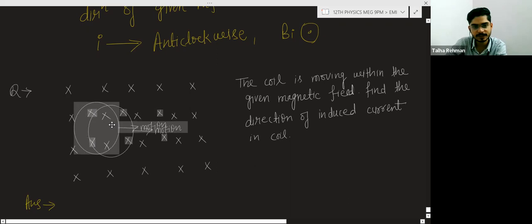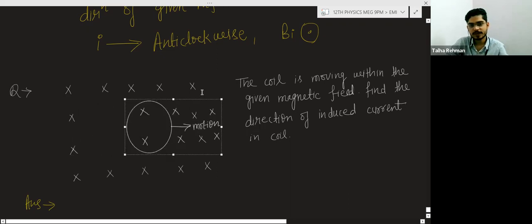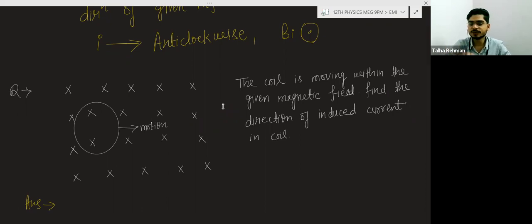Initially this coil is here. Here the magnetic field is some given magnetic field, and suppose the coil is here now. Here also the magnetic field will remain the same. So the magnetic field linked with the coil is not changing. That is why the magnetic flux linked with the coil will not change, there will be no induced EMF, and the induced current will be zero.